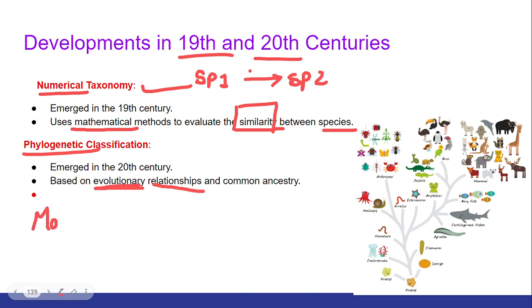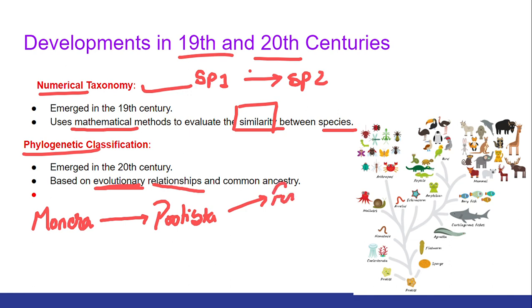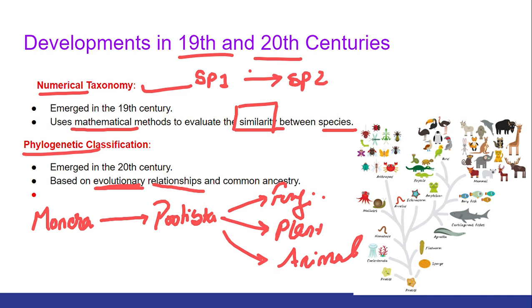Simple example, if I want to give you Monera, you will study this in your biological classification. Monera is going to evolve into Protista. Protista is going to evolve into fungi. Protista is going to evolve into plant, and Protista is going to evolve into animal. So can I say Protista is having characteristics of fungi, characteristics of plant, characteristics of animal? So those Protista who have characteristics of animal have evolved into animal. Those Protista who have characteristics of plant evolve into plant. Those Protista who have characteristics of fungi evolve into fungi, right?